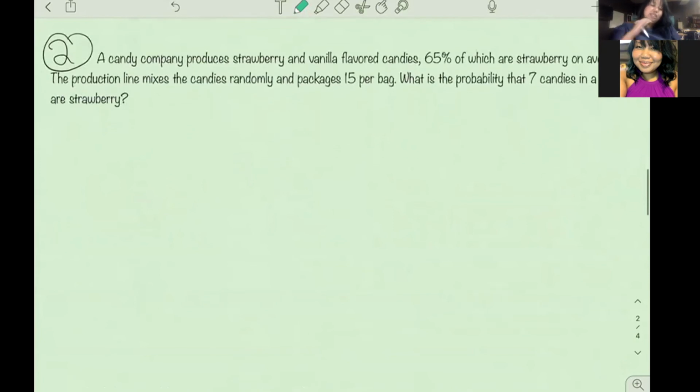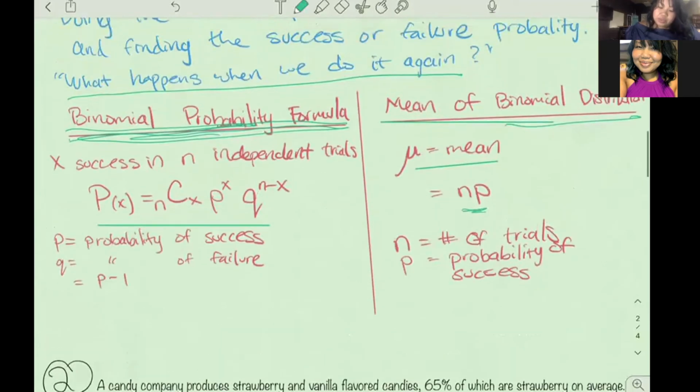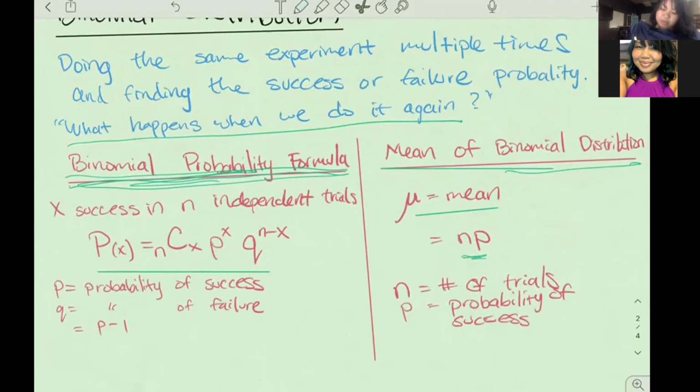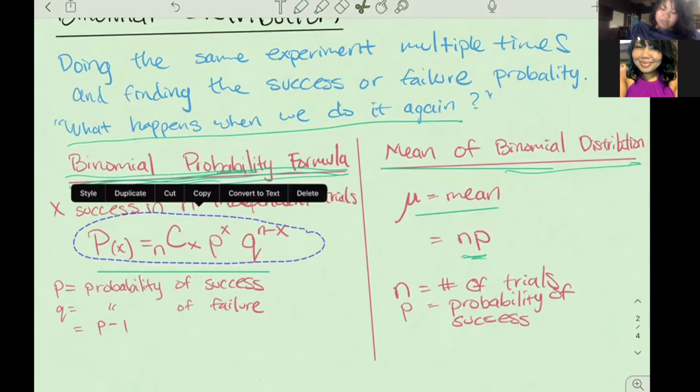So in this case, number 2, it says a candy company produces strawberry and vanilla flavored candies, 65% of which are strawberry on average. The production line mixes the candies randomly and packages 15 per bag. What is the probability that 7 candies in a bag are strawberry? Okay, so what we need to do is find this probability. So I'm going to go ahead and copy and paste this.